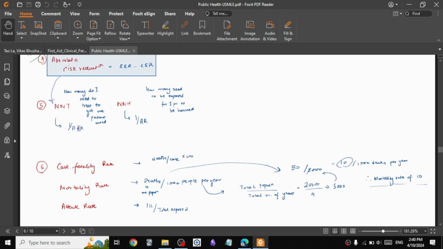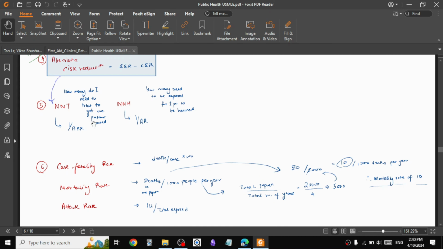Okay, so what is this signifying? You see the numerator is 1, why is it 1? It's saying that if I need just one patient to be cured properly, how much is this treatment helping me to do so, right? So how many patients do I actually need to treat using this drug to get one actual patient cured? Okay, so NNT is equal to 1 by absolute risk reduction.